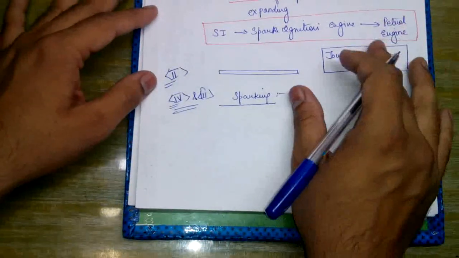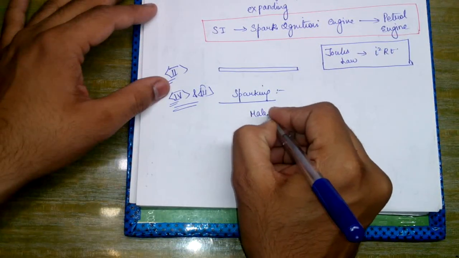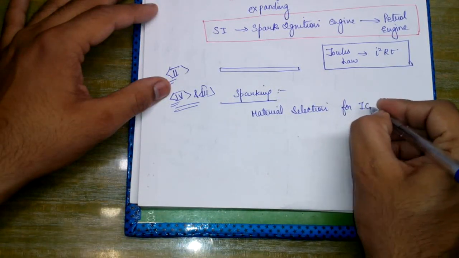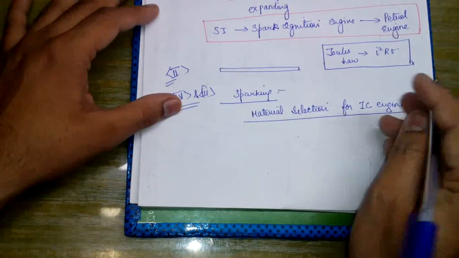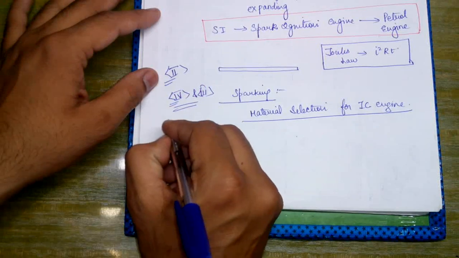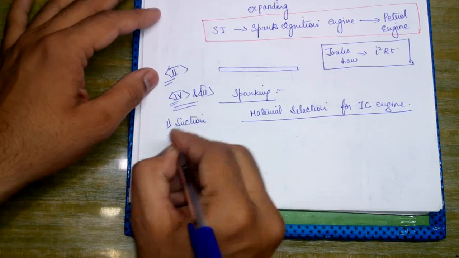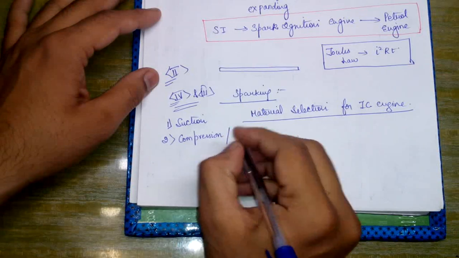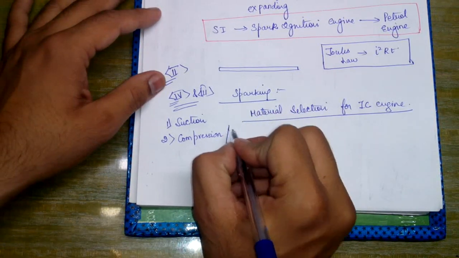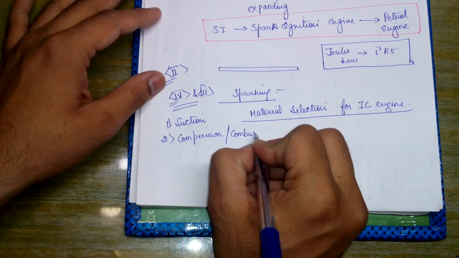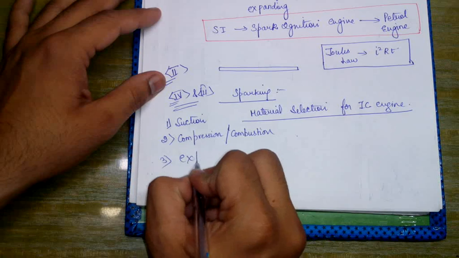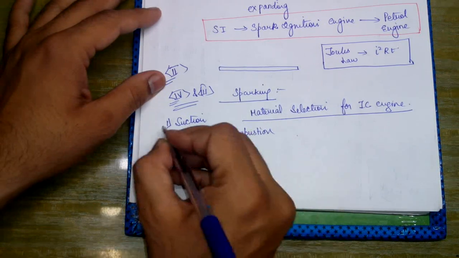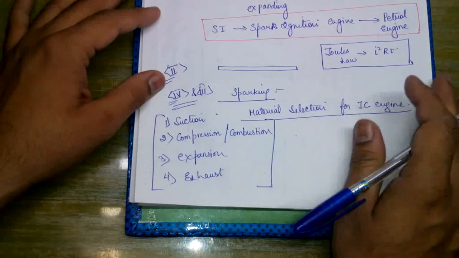Now we come to a very very important topic, and that is material selection for IC engine. So before starting this topic, हमारा जो 4 diagrams में 4 processes थे, सबसे पहला process था suction, दूसरा process था compression, और उसी मोमेंट पे हमने क्या कर दिया था, उसे ignite कर दिया था, तो combustion भी हो गया. थर्ड था हमारा expansion, और फोर्थ था हमारा एग्जॉस्ट.